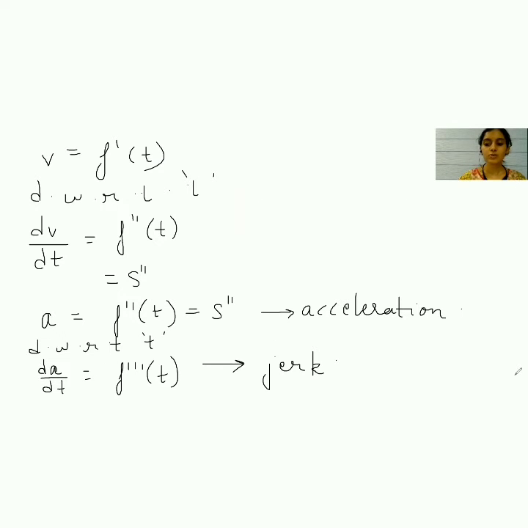We can use this for sums wherein displacement is given and you have to find velocity or acceleration, or acceleration is given and you have to find the velocity. This will help us to do that. So this is our third application of derivatives. In the next session, we will start with exercises based on these three applications that we have studied today.